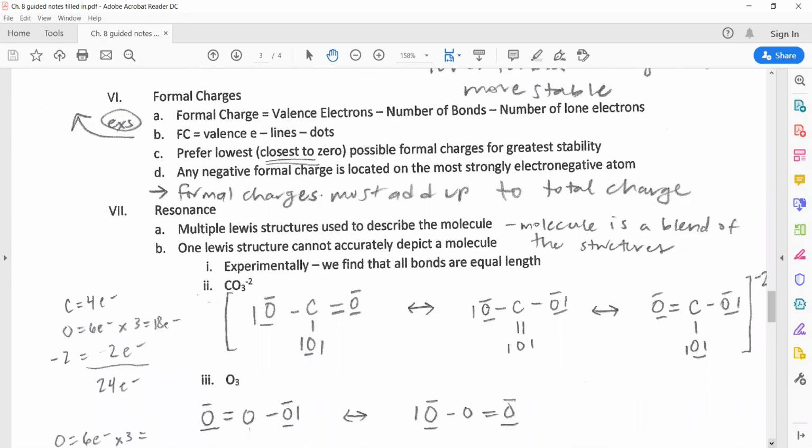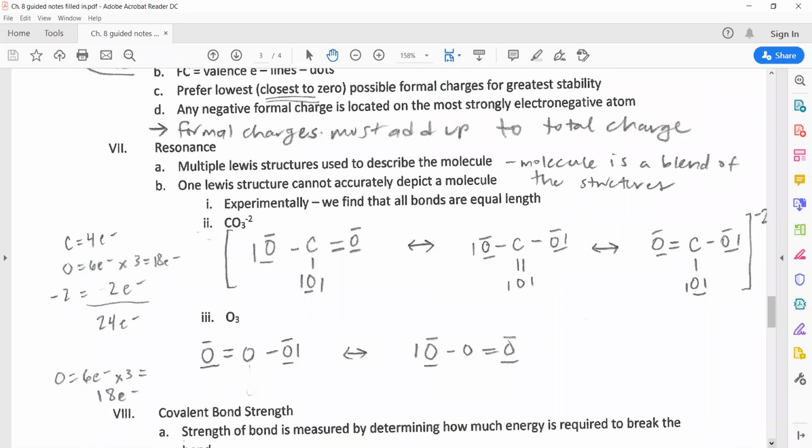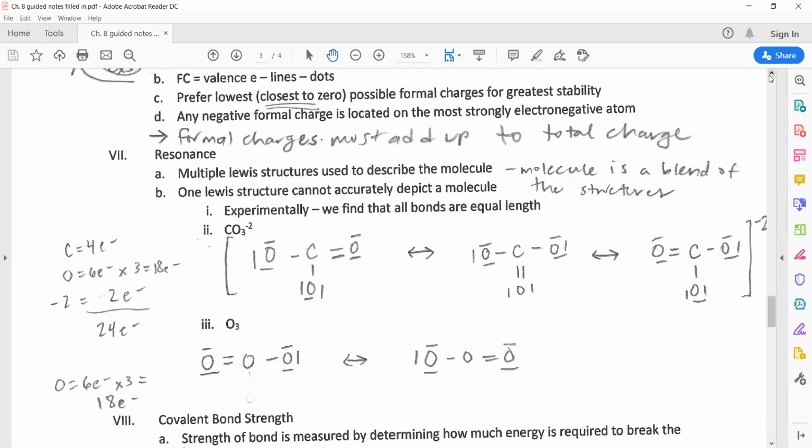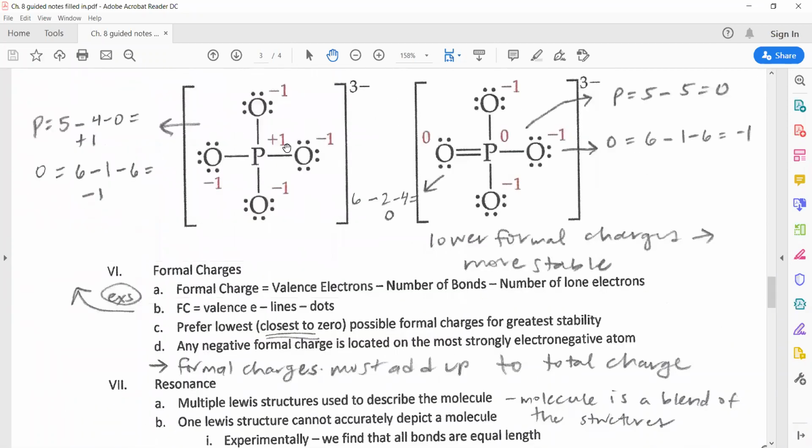Another thing that comes up with Lewis structures is what's called resonance. Resonance is when you have multiple Lewis structures that describe the molecule. What I should say really quickly is up here, this molecule to the right, the PO4-3, actually exists like this. It doesn't flip back and forth. They're not both the best structure. This PO4-3 is better than the left side, okay? So those are not resonance structures.